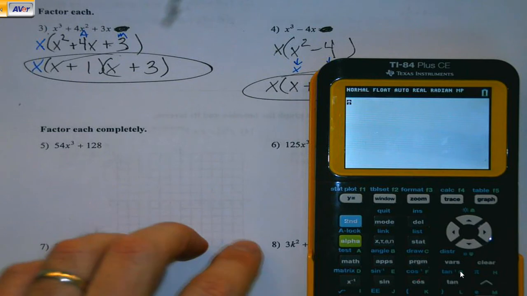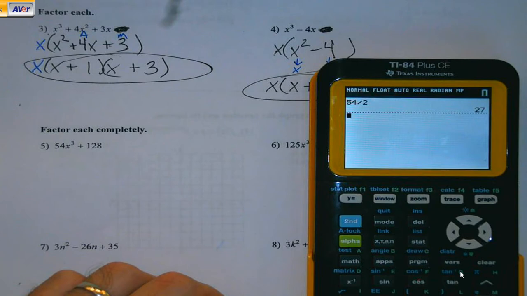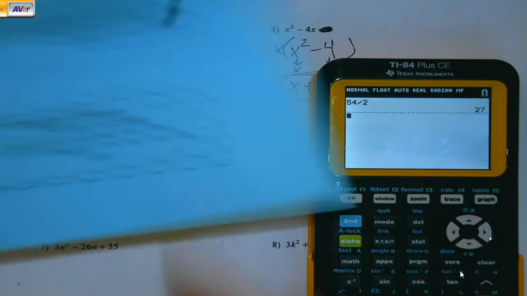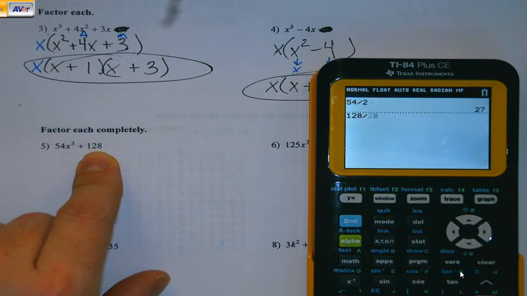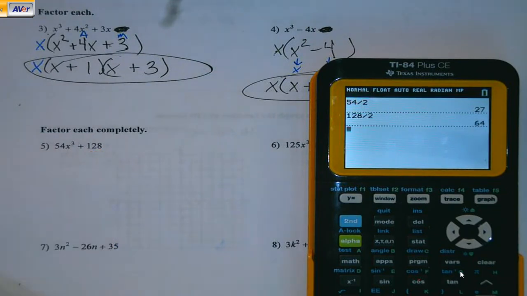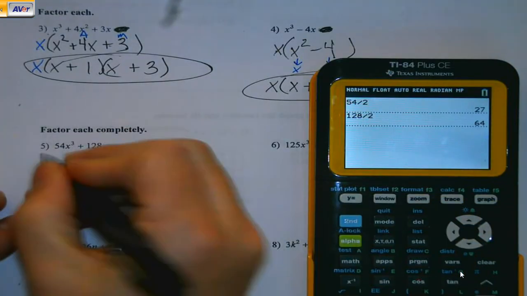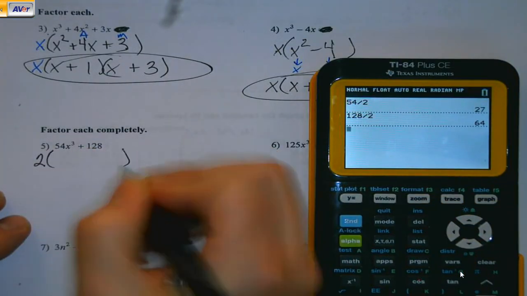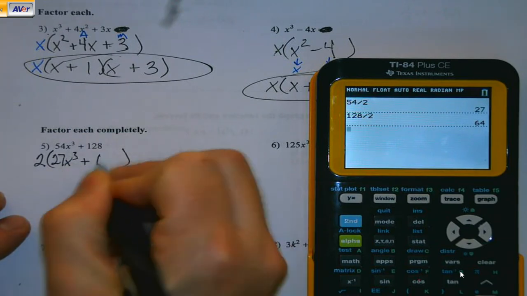So maybe I look here and I go, okay, let's see. 54. Whoa, that wouldn't help me. 54 divided by 2. Okay, that's 27. Cubes is 27. Ooh, 27's on the list. All right. 128 divided by 2. 64. Is 64 on the list? Oh, 64 is on the list too. Okay. So if I pull out a 2, I'm going to have 27x cubed plus 64.